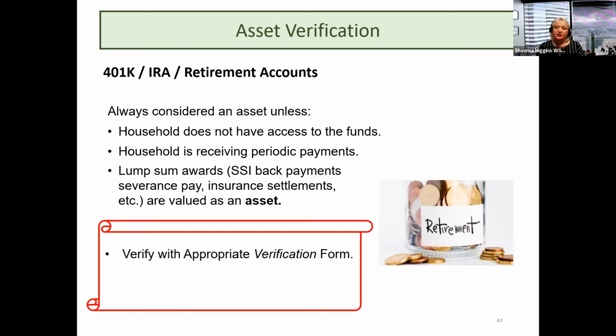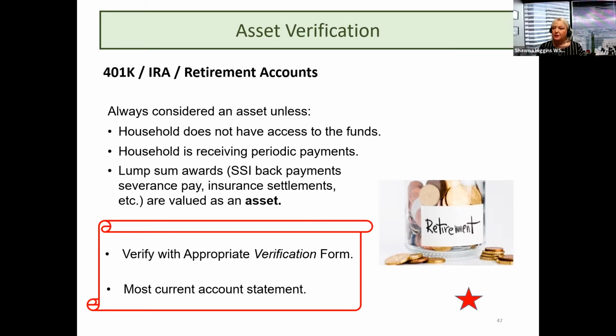So you're going to want to verify with the appropriate verification form, and you're going to want to get the most current statements. So for instance, for the 6-month bank statements, you're going to want to get the last 6 months. And for the savings account or money market, you're going to want to get the most recent one that they have.